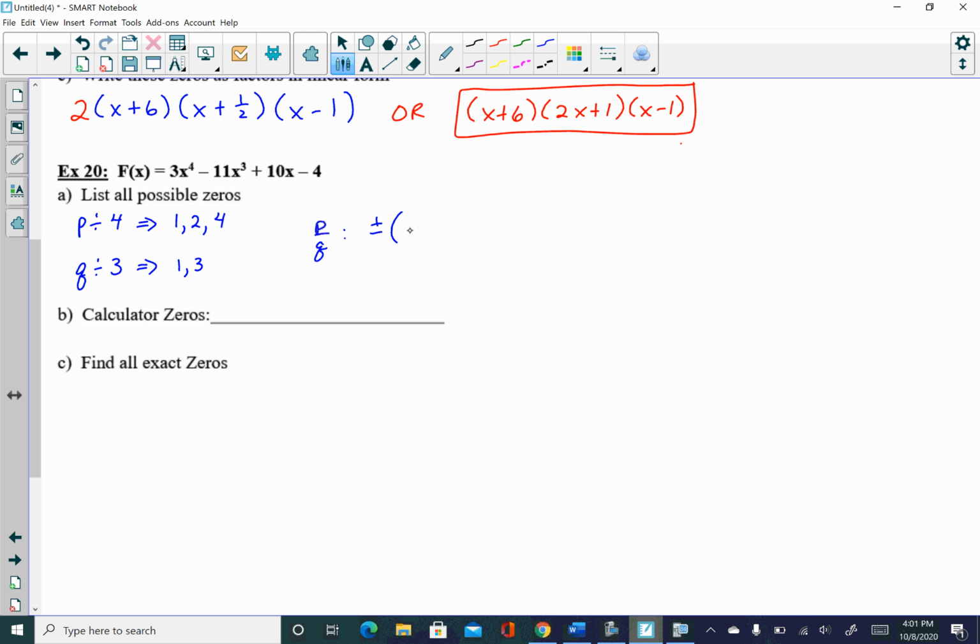So then our P over Q possibilities are going to be plus or minus. We have 1 over 1, so that's going to be 1. 1 over 3. 2 over 1. 2 over 3, 4 over 1, 4 over 3. Those are all of your possibilities.